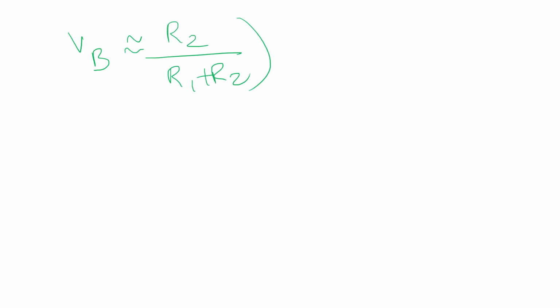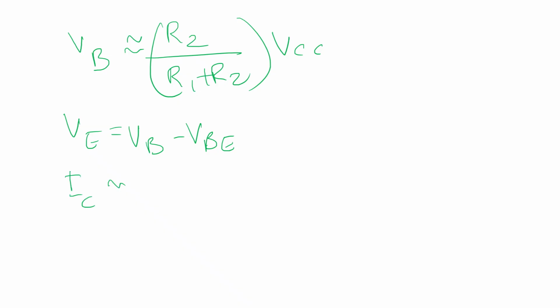We will try to write equations for voltage divider bias. The potential at VB is now approximately equal to R2 divided by R1 plus R2. This part is the voltage divided part into the total supply voltage VCC. VE is equal to VB minus VBE. VE is the emitter voltage. IC, the collector current, is approximately equal to IE, and IE is equal to VE divided by RE.